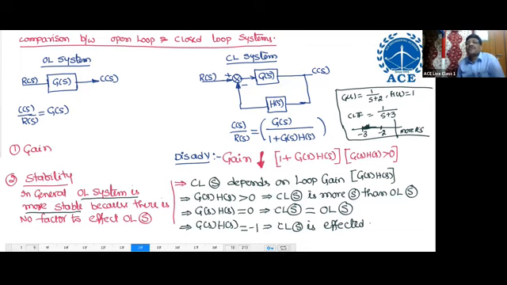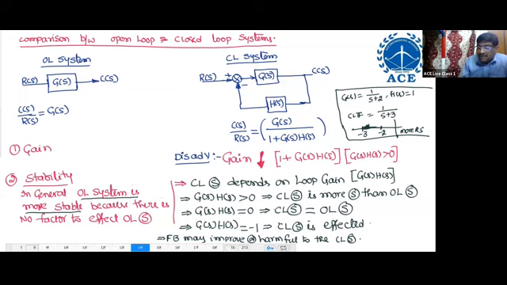Finally, what can you conclude? Feedback may improve the stability or be harmful to the stability. Feedback may improve closed loop stability or be harmful to the closed loop stability. That depends on the loop gain.